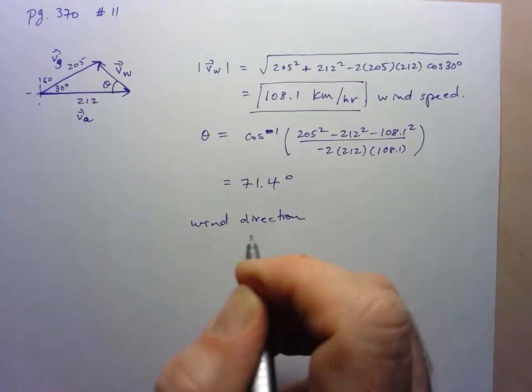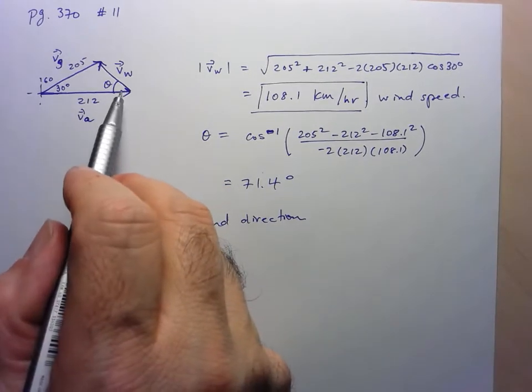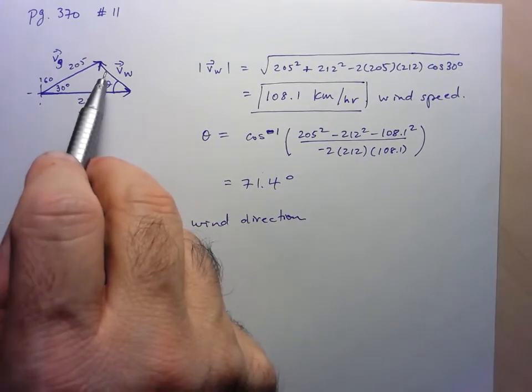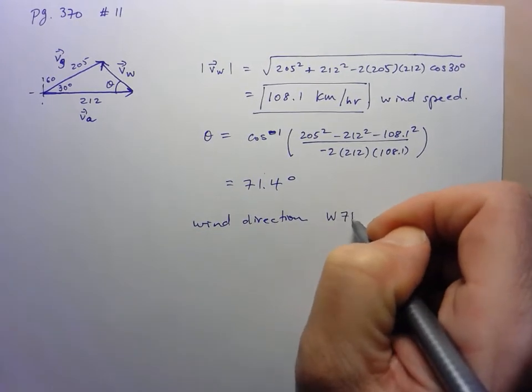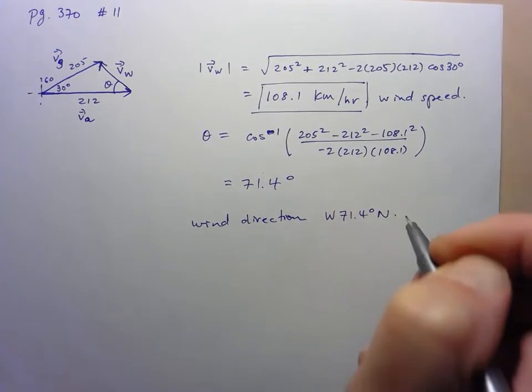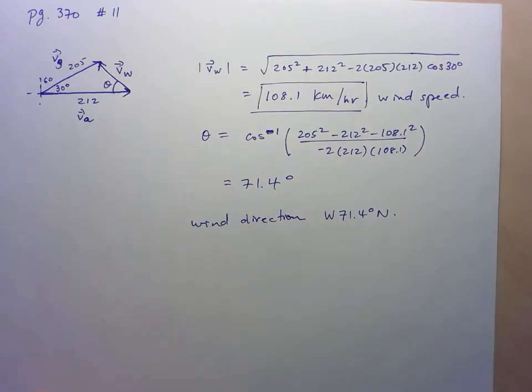This is just an angle. We have to now give it as a direction. So here we can say it's west 71.4 degrees north. Or of course you could give it as north and whatever that angle is towards the west.